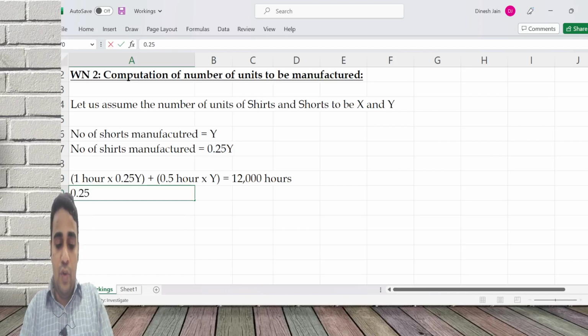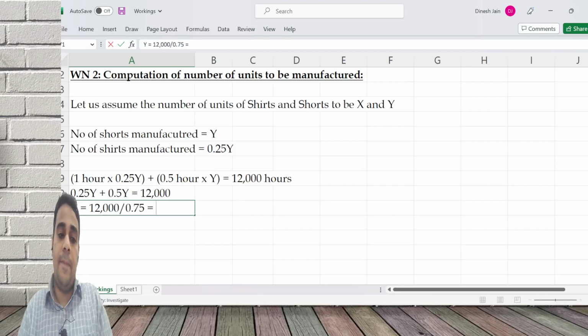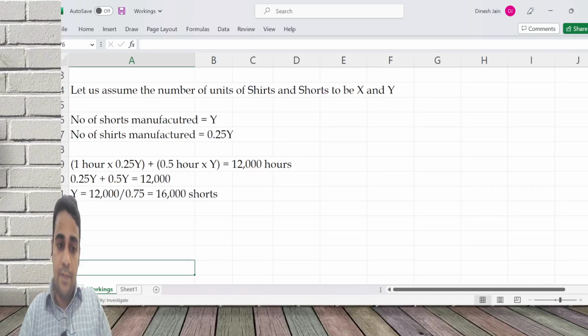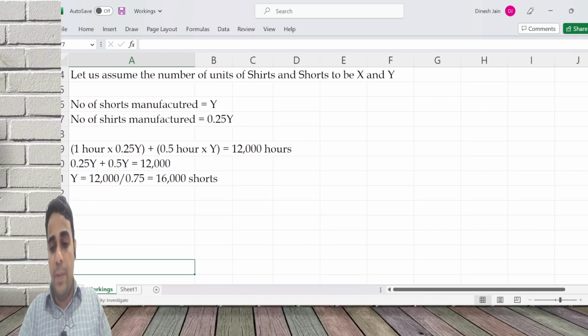So 0.25Y plus 0.5Y is equal to 12,000. Y is equal to 12,000 divided by 0.75. How many units? 16,000 shorts. We'll be manufacturing 16,000 shorts.